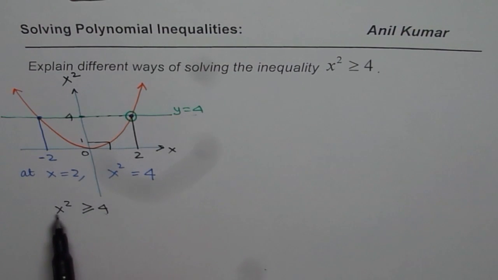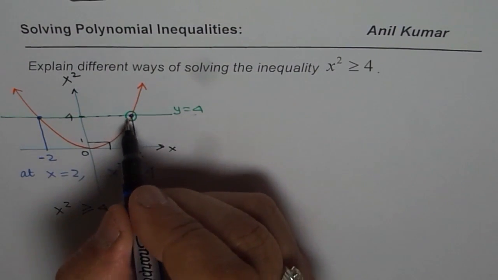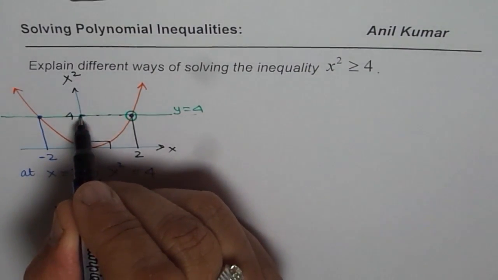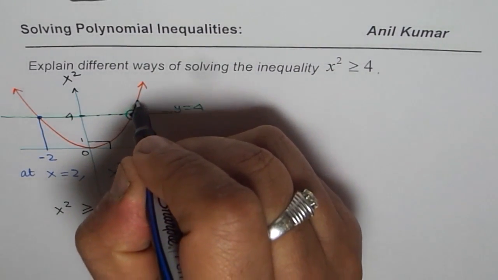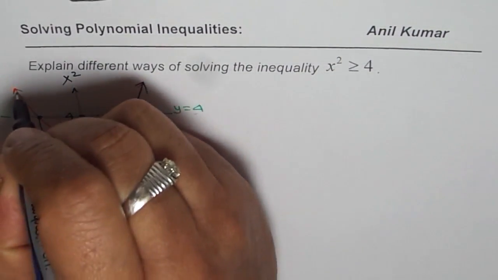Now we are looking for x squared greater than 4. Which part of this graph is greater than 4? Well, this part is less than 4, right? It's under 4. But over on the sides, it is greater than 4. So that part is greater than 4.